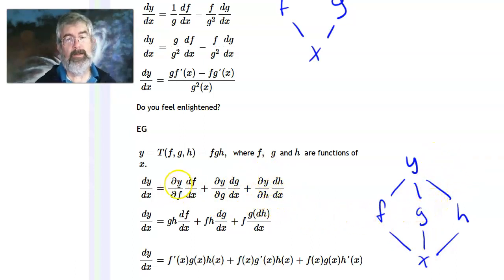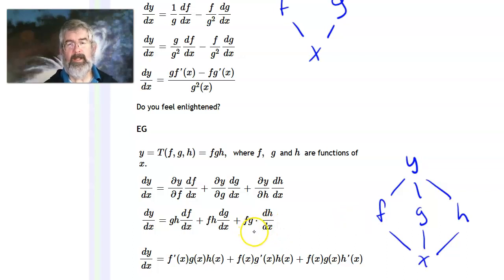For this function, what is the partial of y with respect to f? Well, if I'm taking the partial of y with respect to f, I'm thinking of g and h as constants. So this is just f times a constant, and the derivative is just that constant, gh. Likewise, when I take the partial derivative with respect to g, f and h are constants. And so I have just g times a constant, and the constant is the derivative there. And this last one is fg times dh dx, right? Because f times g would be the partial with respect to h. f and g are constants, h is the variable. So you just get fg.